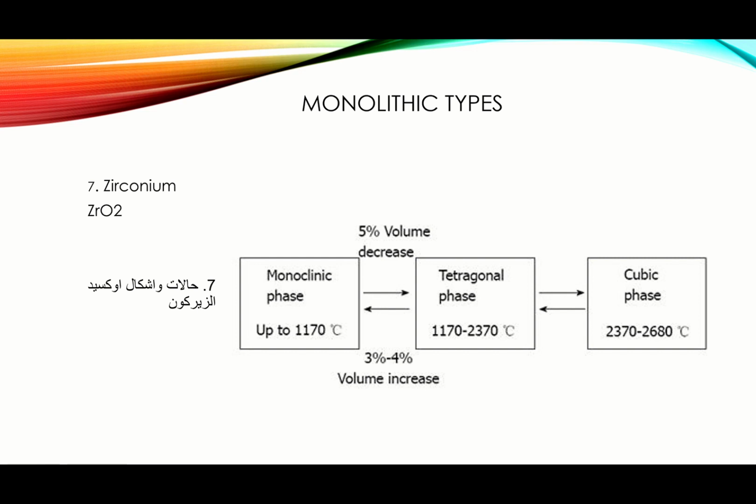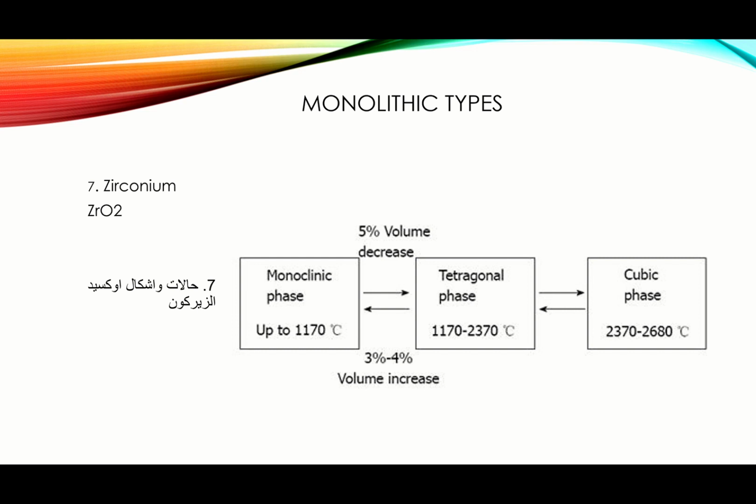With these changes, there's a change of volume too. It increases 3 to 4% from monoclinic to tetragonal when you heat it up. You cool it down, it goes back from tetragonal to monoclinic, losing 5% of volume, all right? Now this doesn't concern us because it's calculated by the CAD/CAM machine, and it's all compensated for, and we don't have to worry about it.